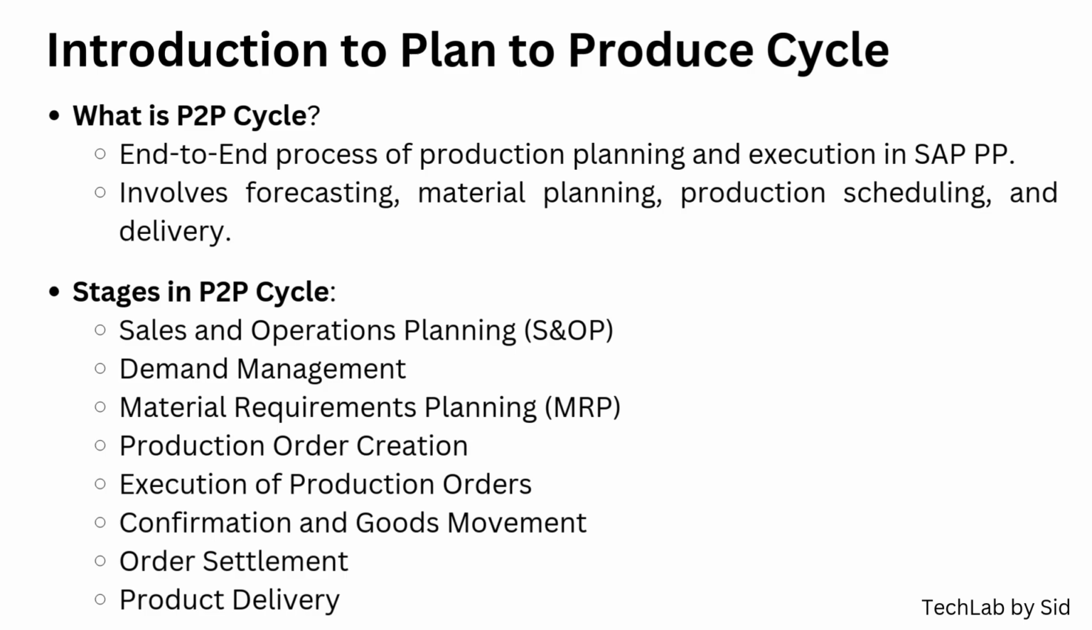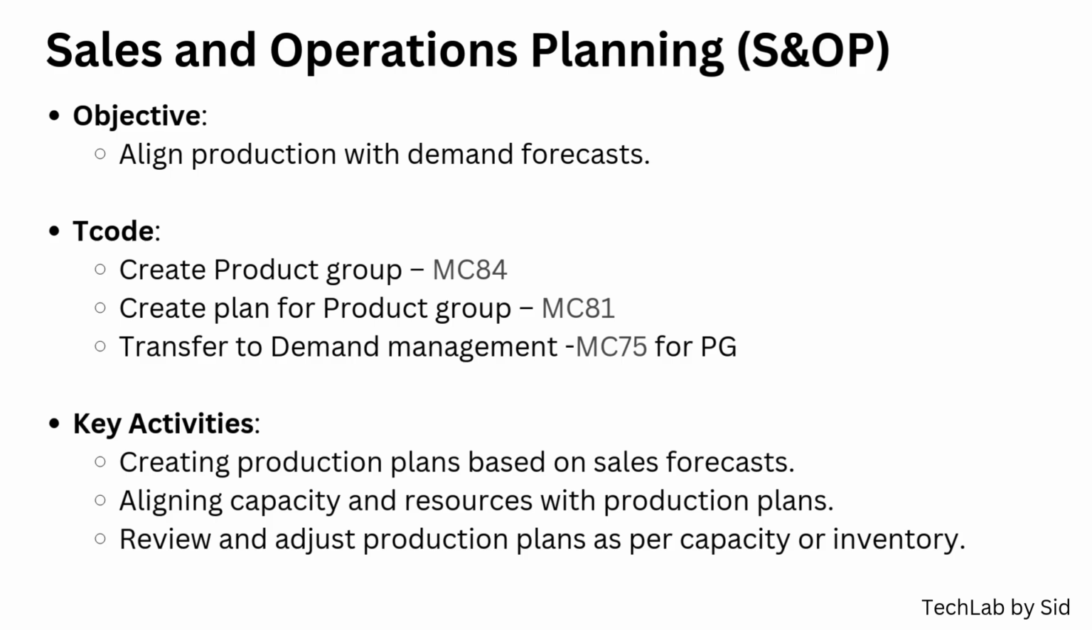The cycle is divided into 8 key stages: sales and operations planning, demand management, material requirements planning, production order creation, execution of production orders, confirmation and goods movement, order settlement, and finally, product delivery. Each of these stages plays a critical role in ensuring that production runs smoothly and is aligned with the business's objectives. Let's start with sales and operations planning, which is the first step in the P2P cycle.